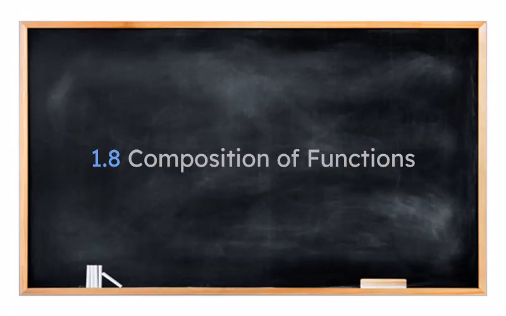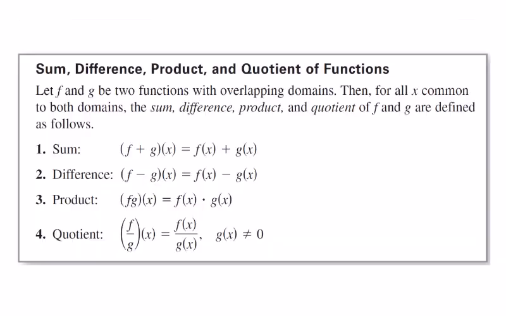We're working in section 1.8, and to start out, there are a number of ways you can combine or compose functions together. One way is arithmetically. You can combine functions by using our basic four operations: sum, difference, product, quotient. Sum is to add, difference, subtract, product, multiply, and quotient, divide. So you can see these different notations here for each of the ones.